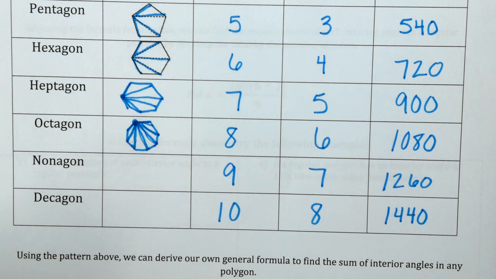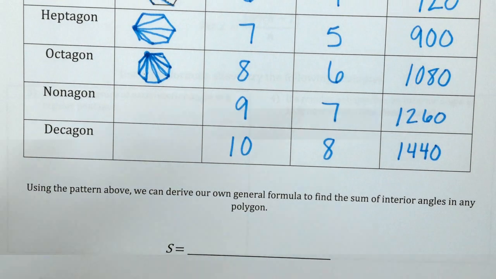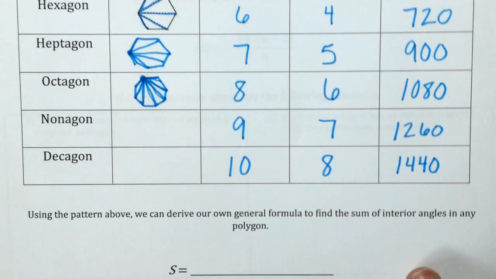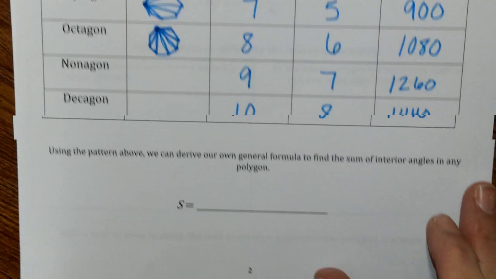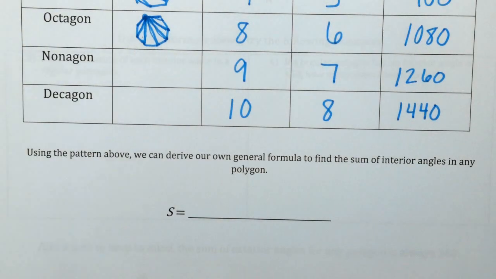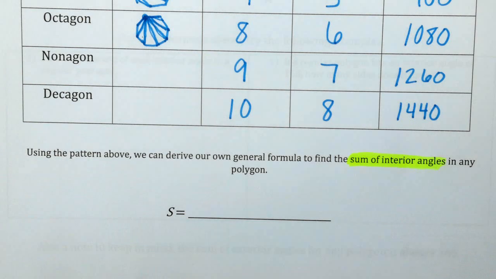Now, with this, we're going to take the number of sides and the number of triangles. We're going to notice that there is a 2-number difference. Each one of these, you subtract 2 from the number of sides, and you're going to get the number of triangles. So this is going to be part of our formula in finding the sum of the interior angles.